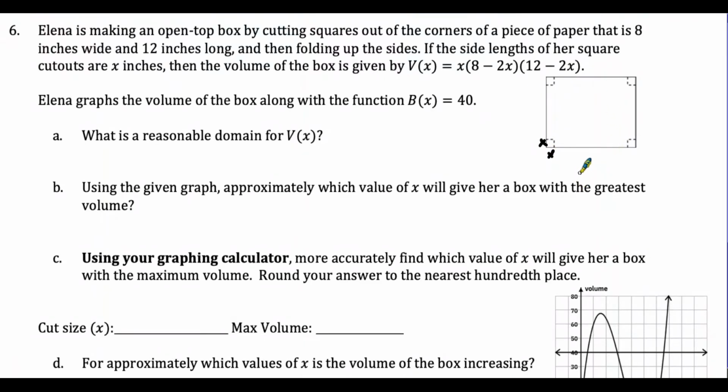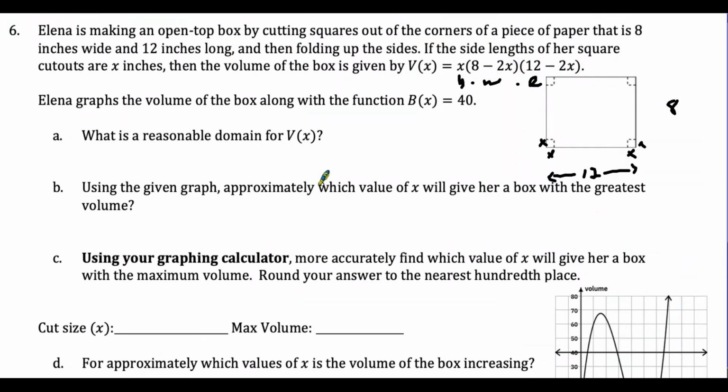and if the original lengths are 12 and 8, so the whole length was 12, and then I cut out an x by x square from this side and an x by x square from this side, the new length of this box would be 12 minus 2x. That's where this piece of information comes from. So this is the height of my box times the width times the length. But we are given that function.